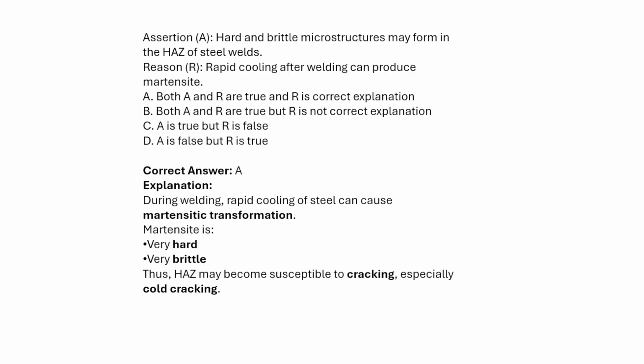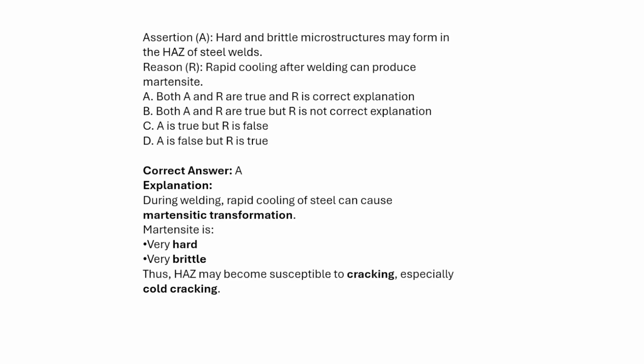So are both correct or not? Yes, rapid cooling, if it is very fast cooling, will produce an entirely martensitic region. If it is moderate, then partially pearlite and martensite will both be formed. In both cases, the hardness will increase. So the answer will be A: both A and R are true.